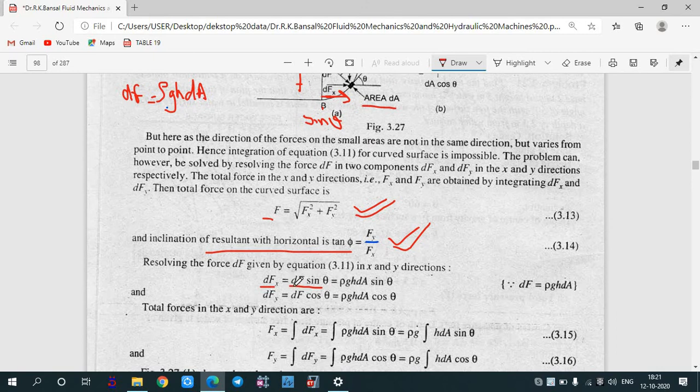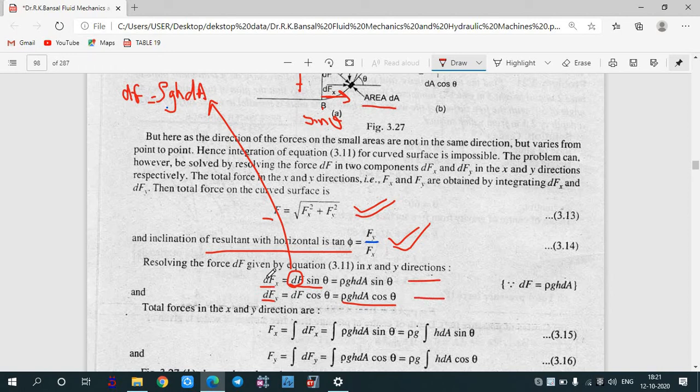Now this dF value has been replaced by which value? As you can see, the dF value is rho g h dA. So we will replace dF by rho g h dA into sine theta. Similarly for y, it will be dF cos theta. Then again we will replace dF value by rho g h dA into cos theta. So these are the two equations for dFx and dFy.